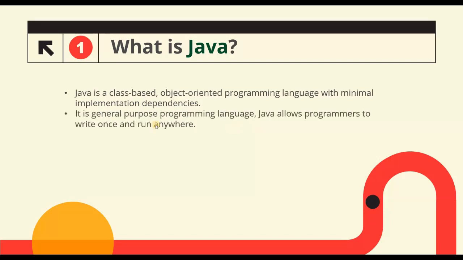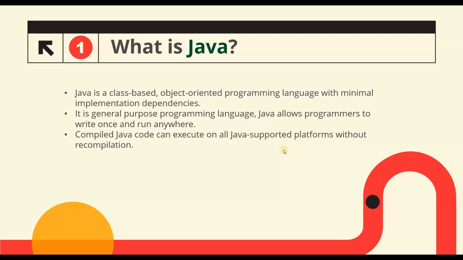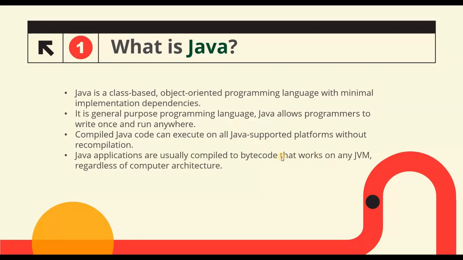Next, it's a general purpose programming language, and Java allows programmers to write once and run anywhere. Once we compile our Java application, Java code generates a class file, and this executes on all Java supported platforms without recompilation. Means we need to compile once and then it will execute on all Java supported platforms without recompilation.